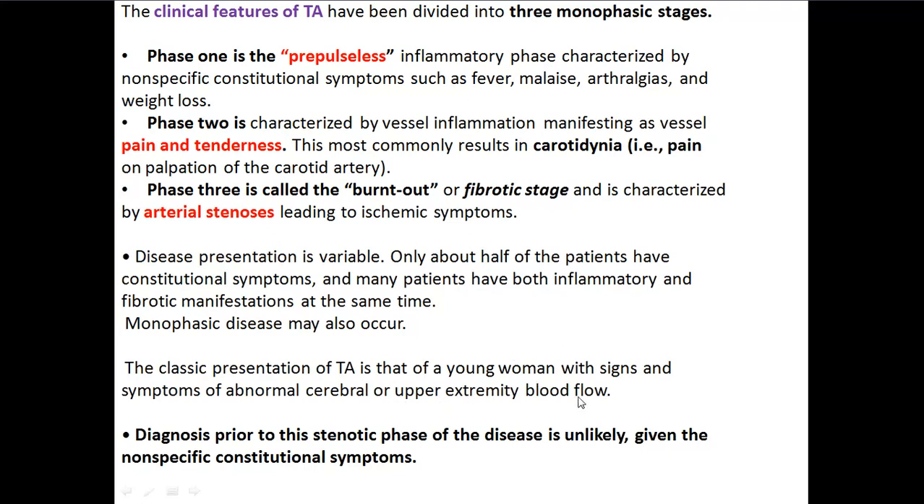Takayasu arteritis occurs most commonly in young women with signs and symptoms of abnormal cerebral or upper extremity blood flow. The diagnosis prior to the stenotic phase of the disease is unlikely given the non-specific constitutional symptoms. So once the stenosis is established, only then can we give the perfect diagnosis, because fever and malaise are present in other conditions also, so they are non-specific. Once the arterial stenosis is established, then we can go for the definitive diagnosis.